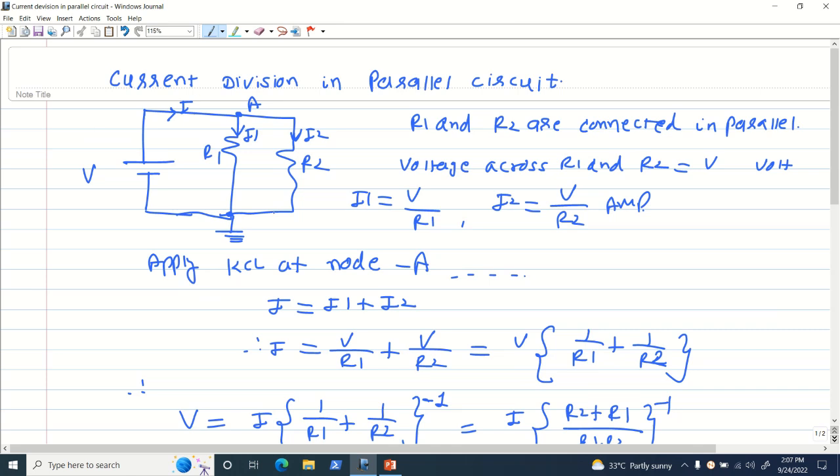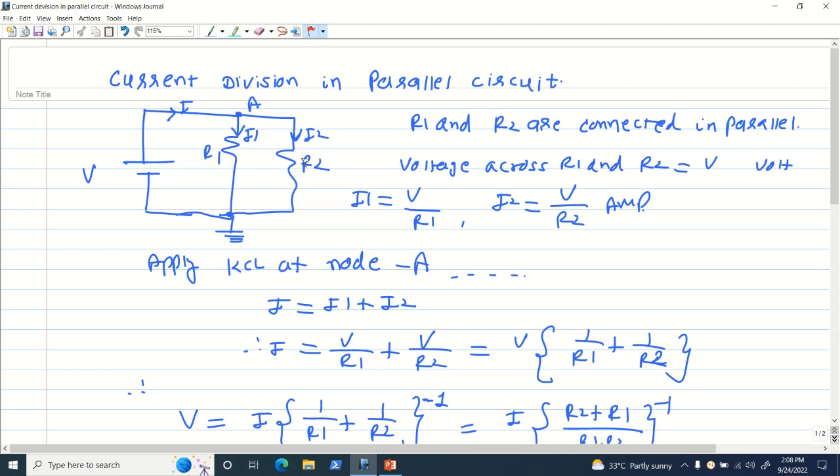So there is a simple circuit in which there is a DC voltage source, and across the DC voltage source two resistances R1 and R2 are connected in parallel. When you close the switch, current I will flow through the circuit. At this junction point, principal node A, the current is divided into two parts, that is I1 which will flow through resistance R1 and I2 which will flow through resistance R2.